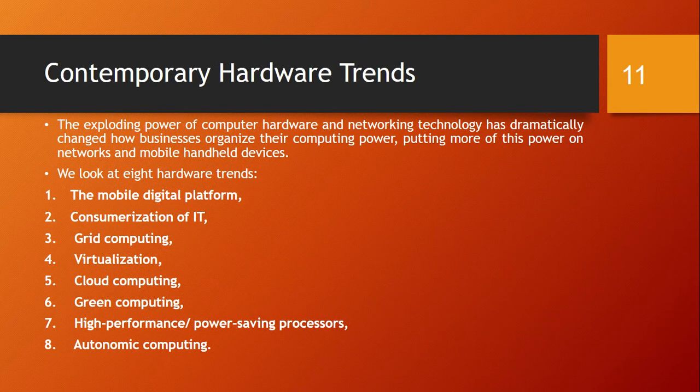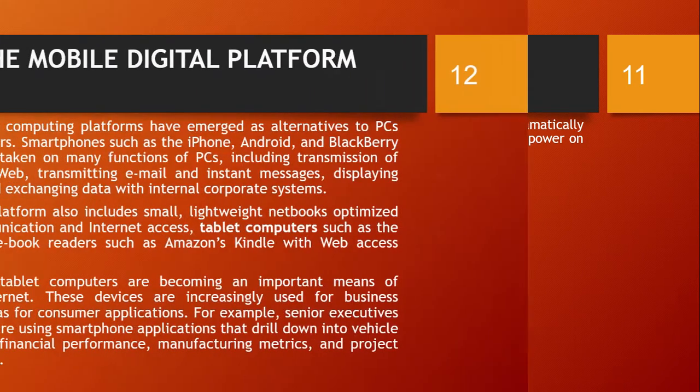Okay, so the fourth topic of chapter 5 was contemporary hardware trends, and in that we covered these 8 trends that included: number 1, mobile digital platform; number 2, consumerization of IT; number 3, grid computing; number 4, virtualization; number 5, cloud computing; number 6, green computing; number 7, high performance power saving processors; number 8, autonomic computing. Rather than going over these one by one, I'll give you an overview.